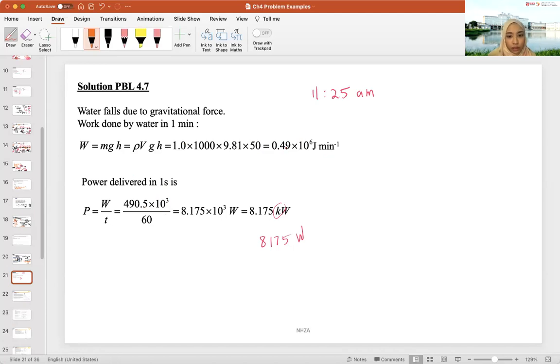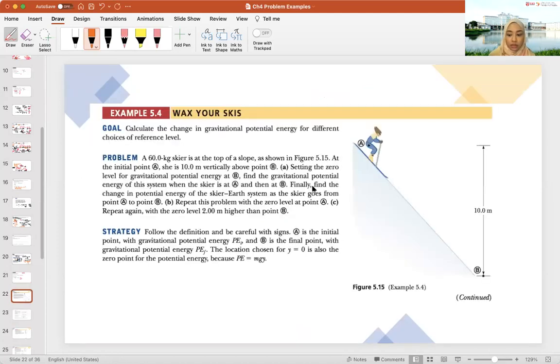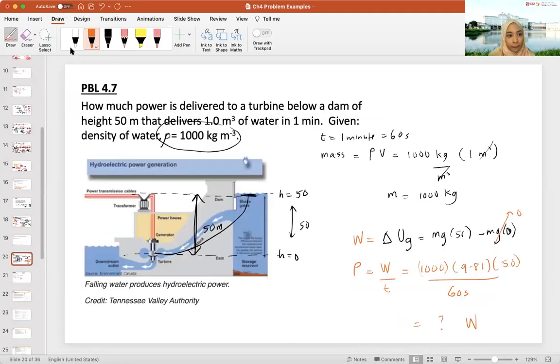Kenapa dia buat macam ni? So 1, 2, 3, 490.5 times 10 to the 3 divided by 60. So you would get 8175 watt or 8.175 kilowatt. Dua-dua boleh, sama je jawapan dia. So 8175 watt. Malas nak kira pakai calculator.